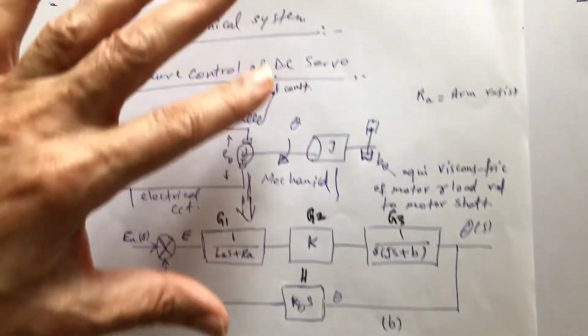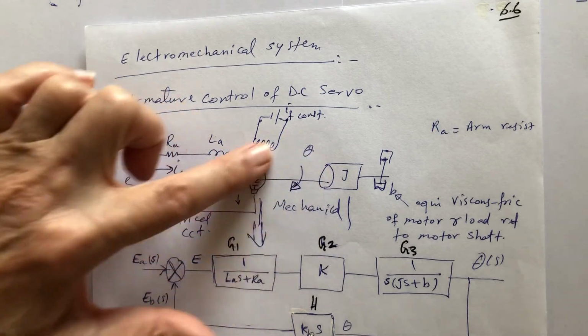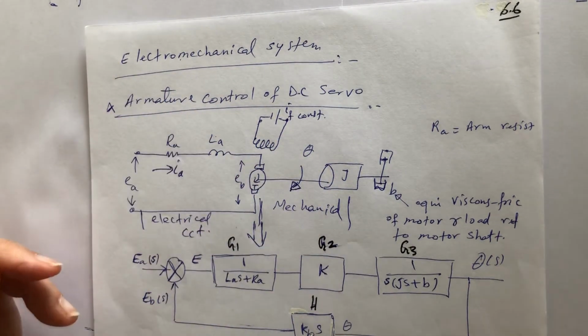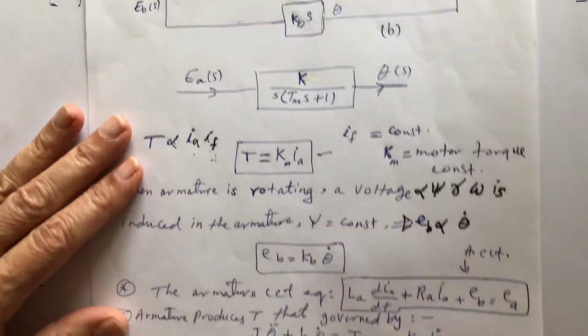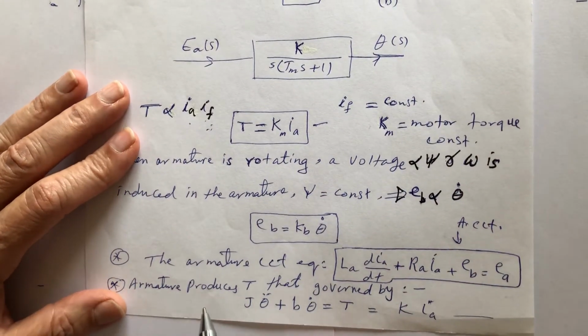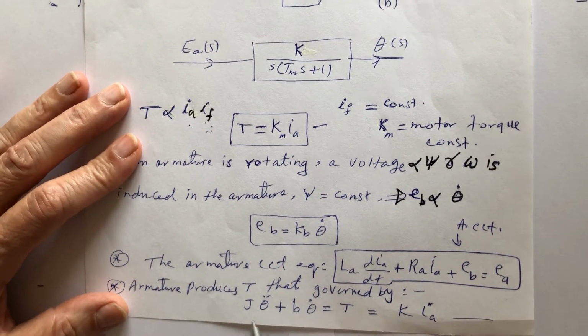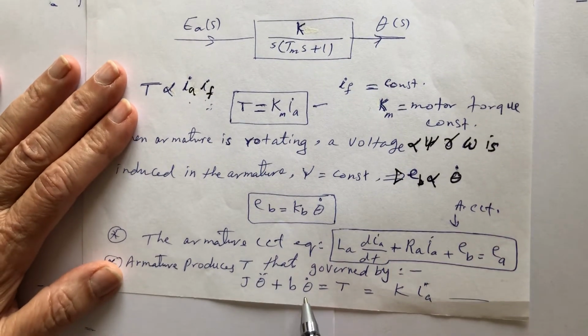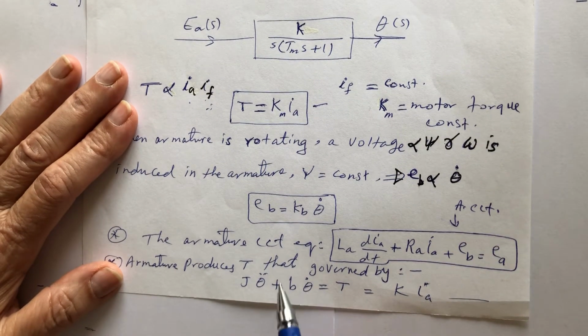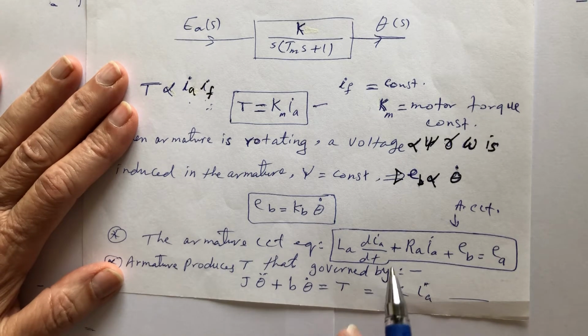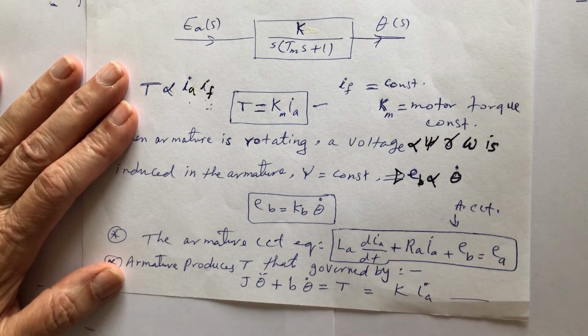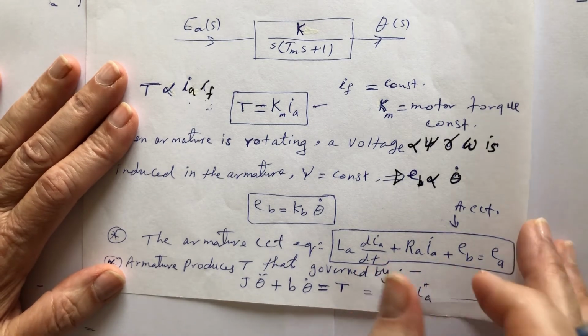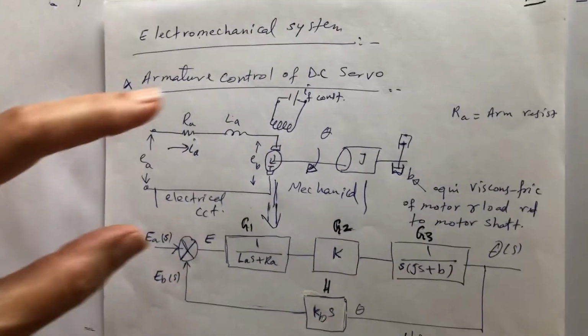We have this mechanical part. You remember we have a moment of inertia and we have a damping. So we have an equation: the armature produces a torque that is governed by J theta double dot plus B theta dot. B is the damping, whatever the damping is, maybe from the bearing and from when it moves through the air and all sorts. It equals T, which is the torque, and equals Km IA. We'll use this later. Clear?